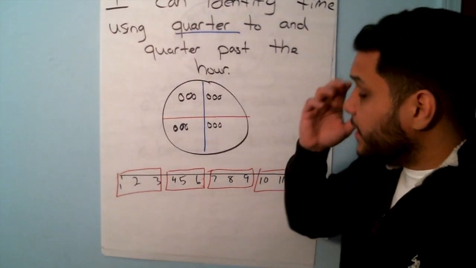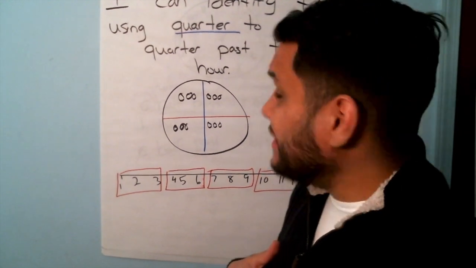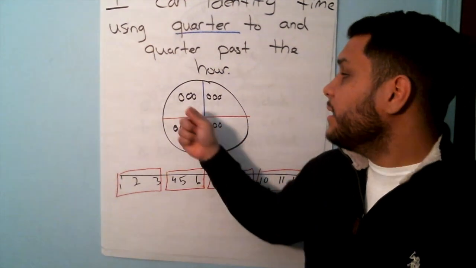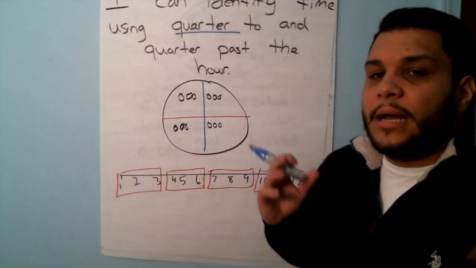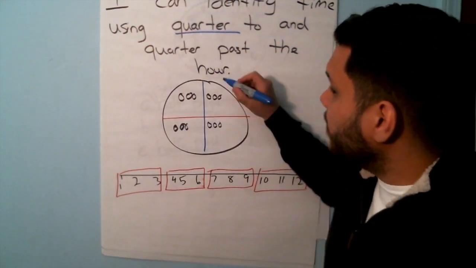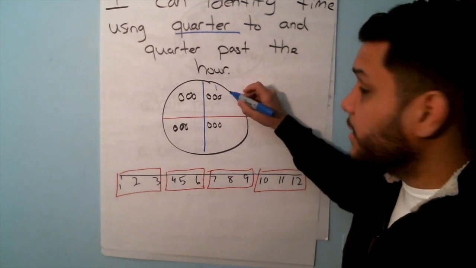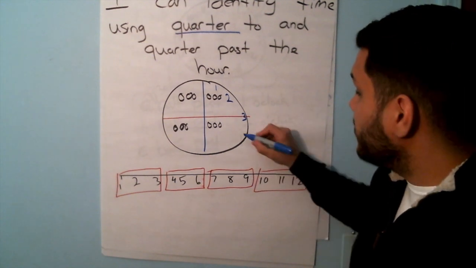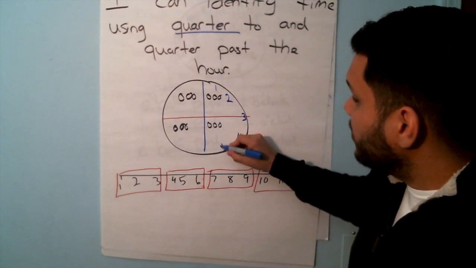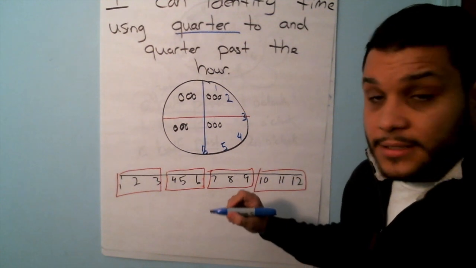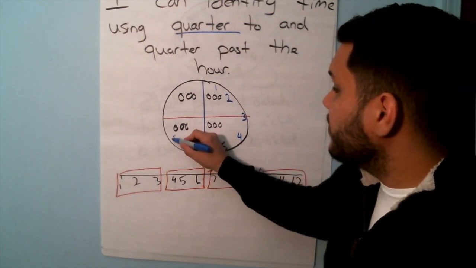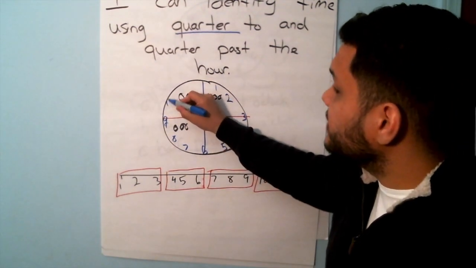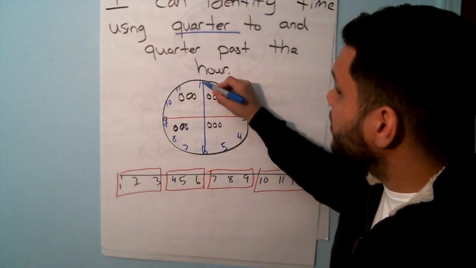Now, when we look here, if I wanted to fill in my clock, and I know my clock is going to look a little funny because I have counters and I have lines all over the place, but let's just put in our numbers real quick. What number goes here? 1, 2, and 3. Good job. Then we have 4, 5, 6. Good job. 7, 8, 9. Awesome. 10, 11, 12.